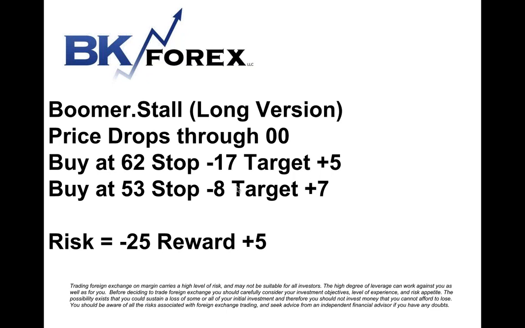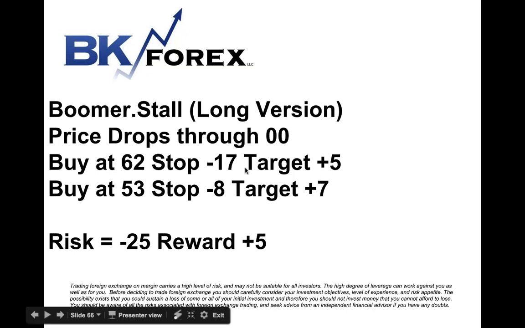So, we bought at 62, but I've also truncated my risk, right? Now I put my risk at 17. So my stop is at 45, and my target is only 5 pips, just 5 pips. That's all I want to make on every single trade, right?